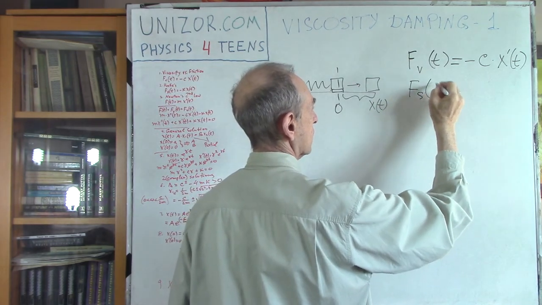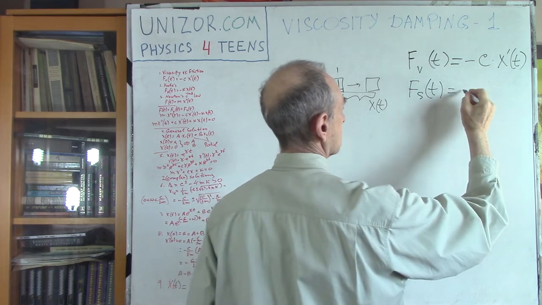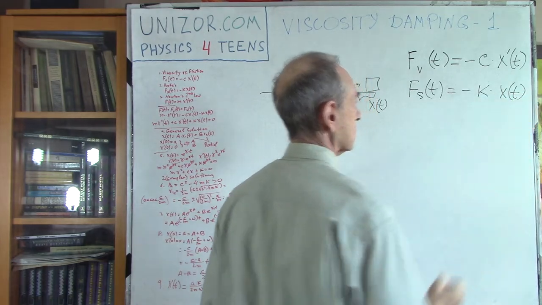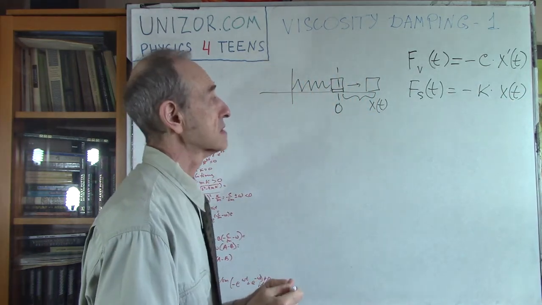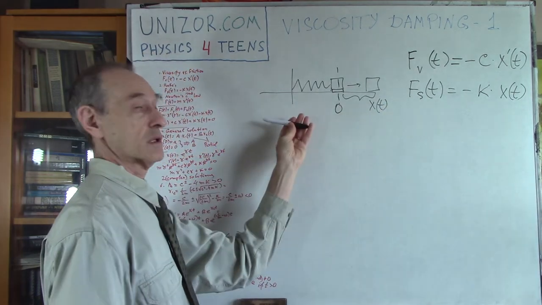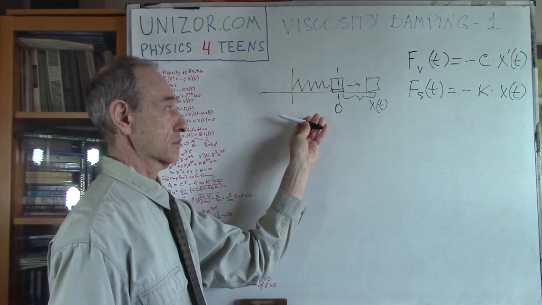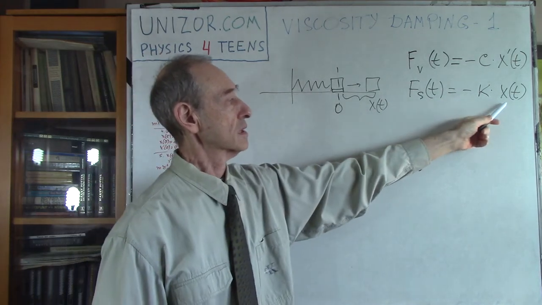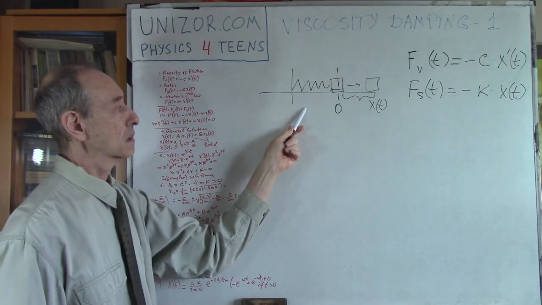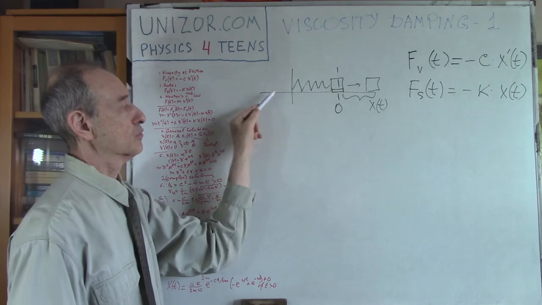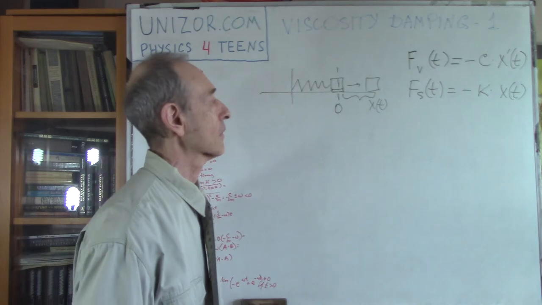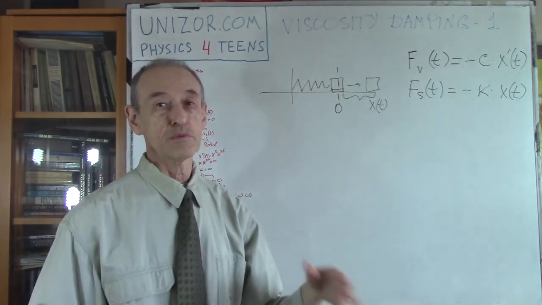So the force of the spring is minus, again, some kind of coefficient multiplied by displacement. And again, it's a minus sign, because if displacement is positive, the force is directed this way, which means negative, right? And if x of t is negative, which means the spring is squeezed, our object is here, the force is directed that way, which is the positive direction. So that's why it's minus here. So these are two forces which are acting.